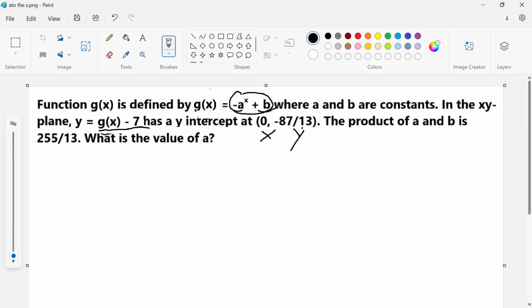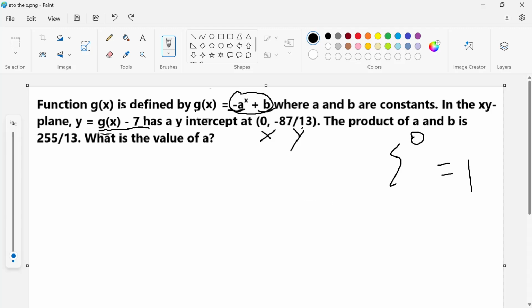Keep a few things in mind. Anything to the 0 power is equal to 1. Because it's negative, and there are no parentheses, multiply by negative 1 after raising a to the power. The only time you would multiply by negative 1 before raising to the power is if it was negative a in parentheses raised to the x power.